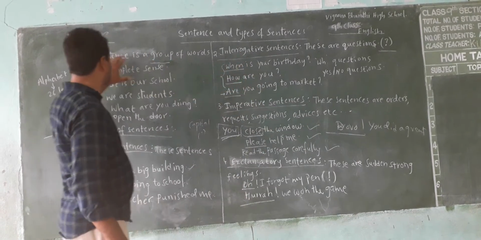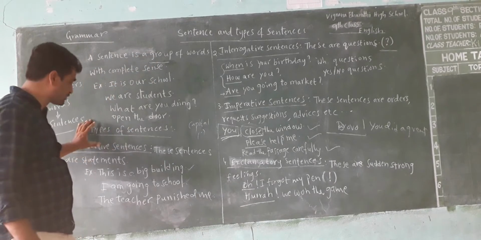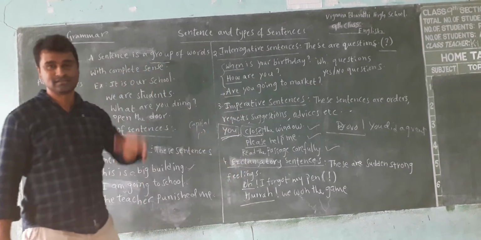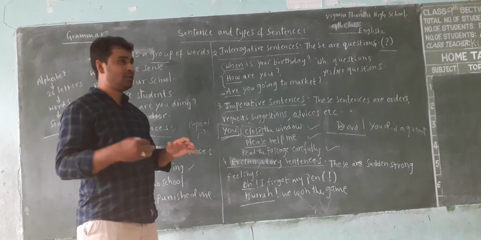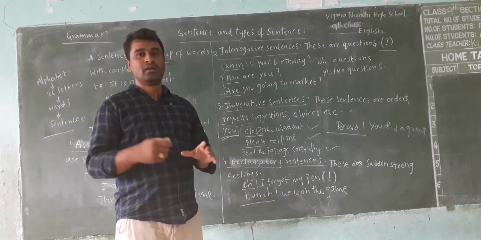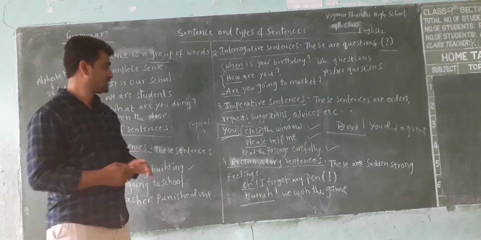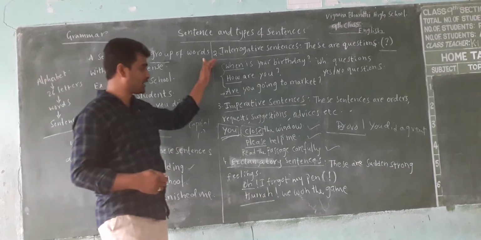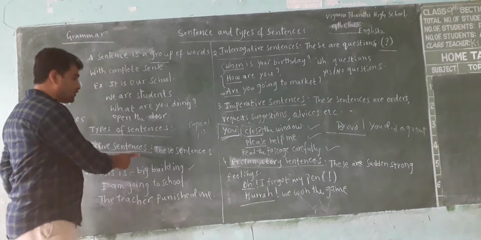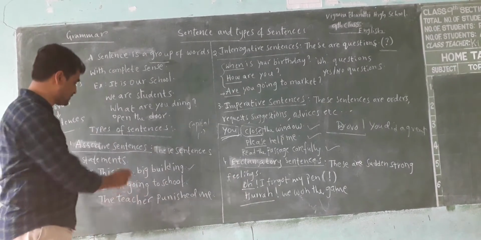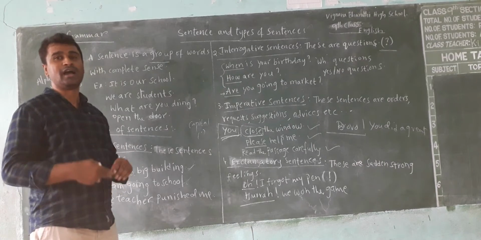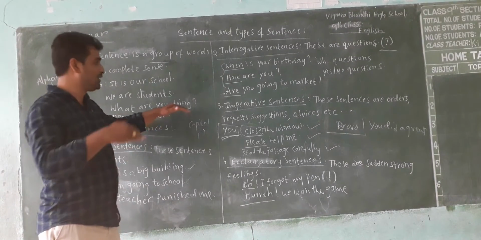Understood? A sentence is a group of words with a complete sense. There are 4 types of sentences: assertive sentences, interrogative sentences, imperative sentences, and exclamatory sentences. Now, let me know how much you have understood. Now it is time for the questions. Write some sentences regarding assertive, interrogative, imperative, and exclamatory sentences. Write 5 examples for each of these 4 types, so that we will understand more. And in the next class we will continue with the other classes.